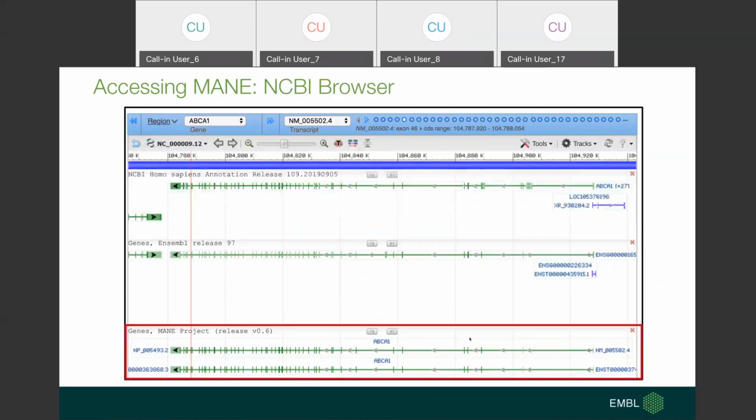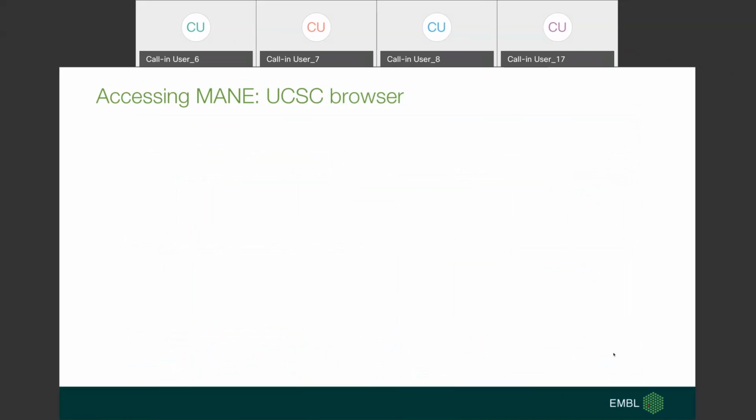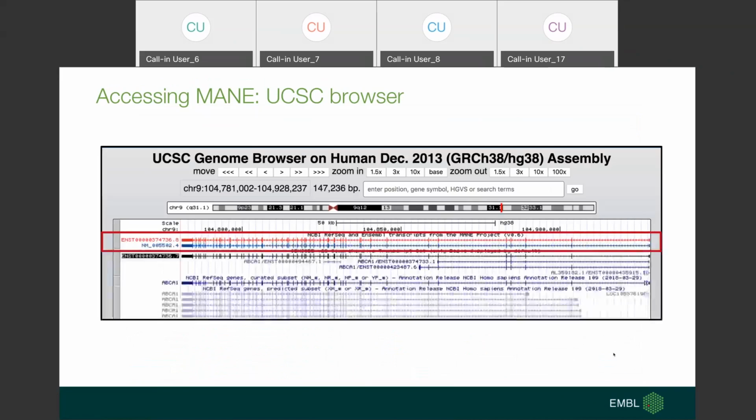Similarly, with the NCBI browser, this is their Genome Data Viewer, and you can see up here the RefSeq, then you can see the Ensembl set, but importantly, you can see that they are actually showing you the MANE release 0.6. And hopefully it's clear that these two transcripts are synonymous, they're identical, and you can use either identifier, and it's pretty much the same. And then if you look at the UCSC browser, again, if this is your favorite browser, here is the MANE version 0.6.